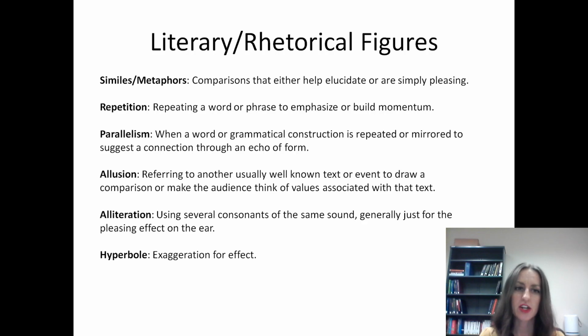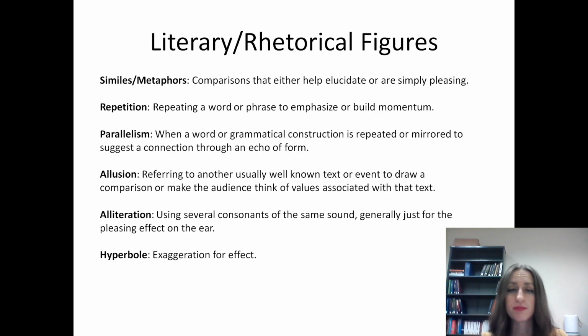Okay, then there's parallelism. This is when a word or a grammatical construction is repeated or mirrored to suggest a connection through an echo of form. Okay, if that didn't make sense, we're going to look at an example of it in just a second. So it's not quite the same as repetition, but it can still have a really interesting rhetorical effect.